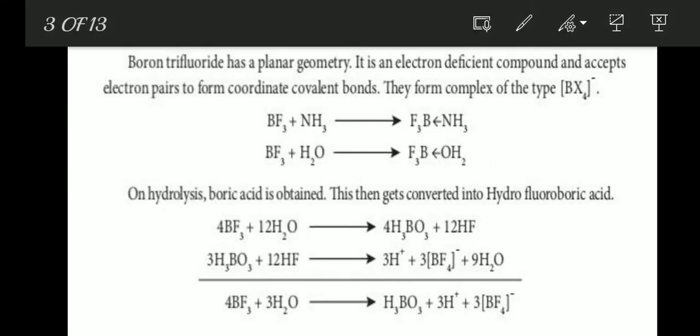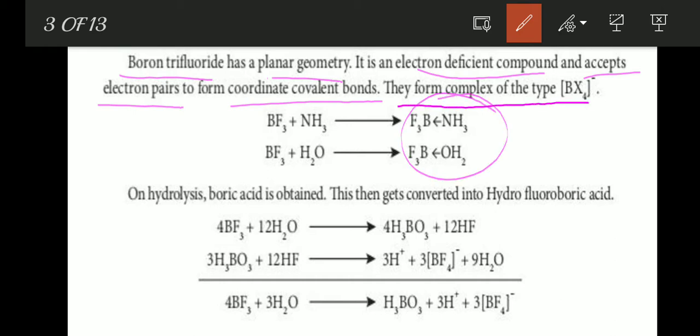Next, properties of BF3. Boron trifluoride has a planar geometry. It is an electron deficient compound and accepts electron pairs to form coordinate covalent bonds. They form complexes of the type BX4 minus. Boron trifluoride reacts with ammonia to form BF3NH3. This symbol is a coordinate covalent bond symbol.